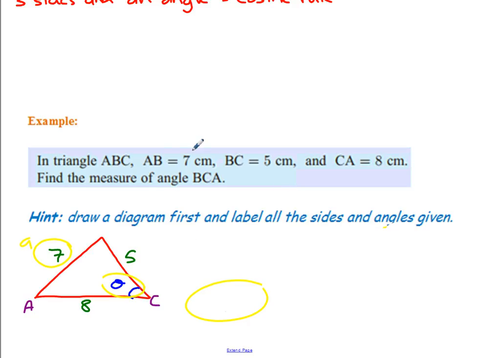And let's check this, AB is 7. Yep, so this one's got to be B. AB is 7, and so on. You could have just started off by labeling ABC and putting everything in the right spot after that. That's also okay. It's an angle version, so use your rearranged angle version.